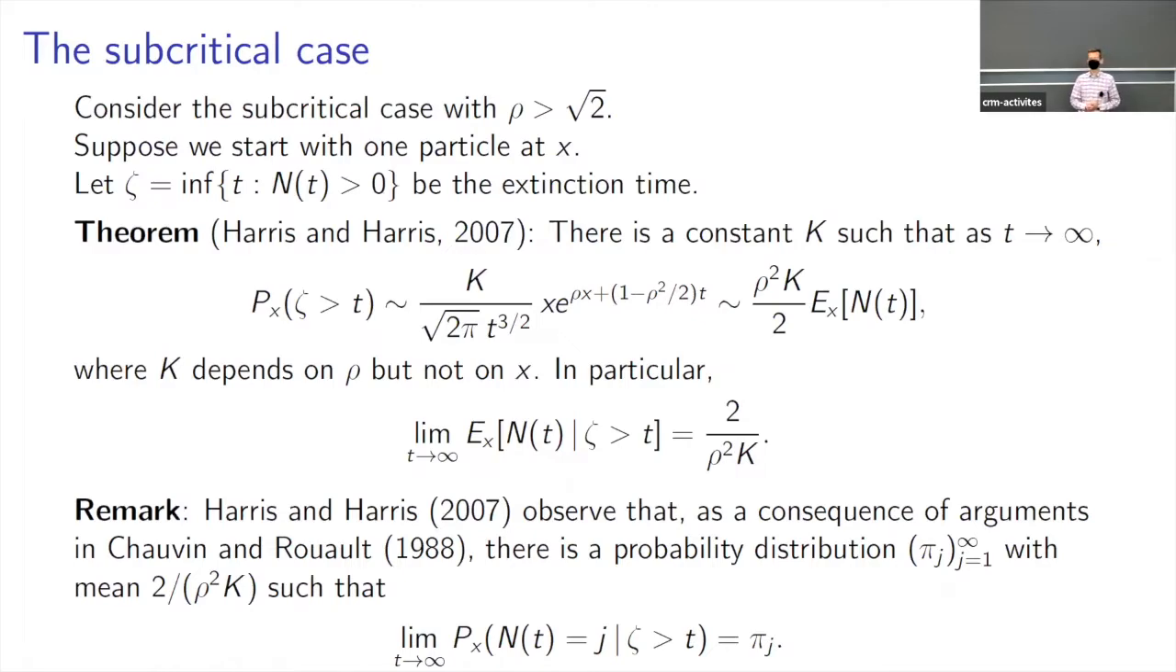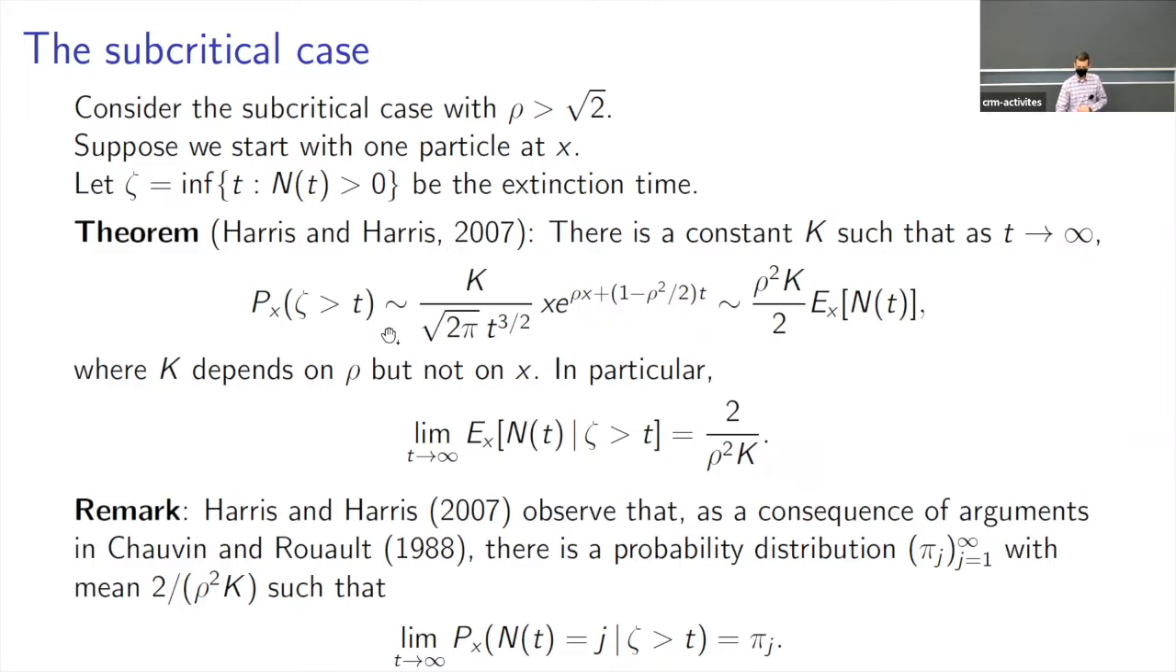Now, in 2007, John Harris and Simon Harris proved a result where they got very sharp asymptotics for the probability that the process survives for an unusually large time t. They showed that the probability that the process survives for at least time t is asymptotically a constant over the square root of 2 pi t to the 3/2 times x times e to the rho x plus (1 minus rho squared over 2) times t.